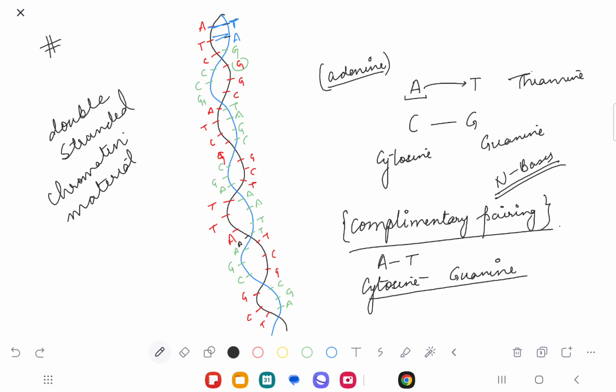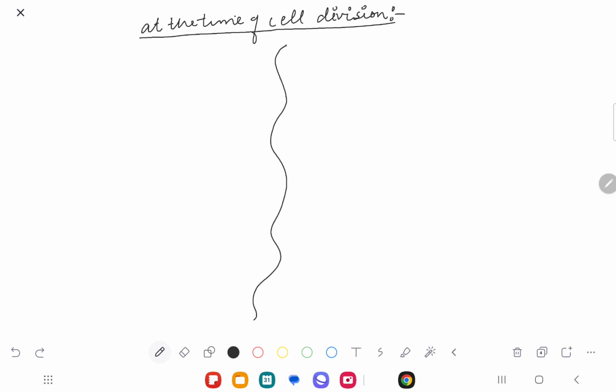Just understand, right? Now, what exactly happens? Just have a look. At the time of cell division, what exactly happens? This double strand decides to open because of certain enzymes being released. So these double strands open up. So I hope you're understanding that there was A, T, G, C. Yes or no? So if the entire DNA doesn't open up, at least a part of it decides to open up like this.